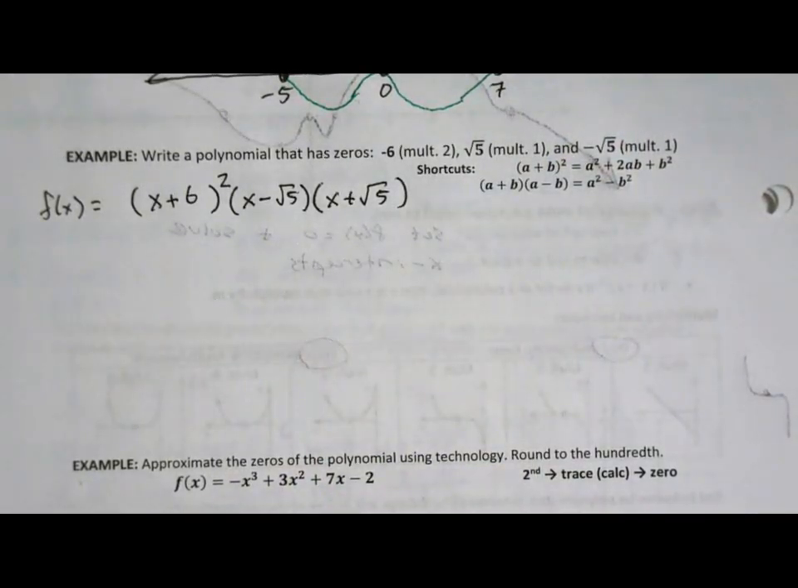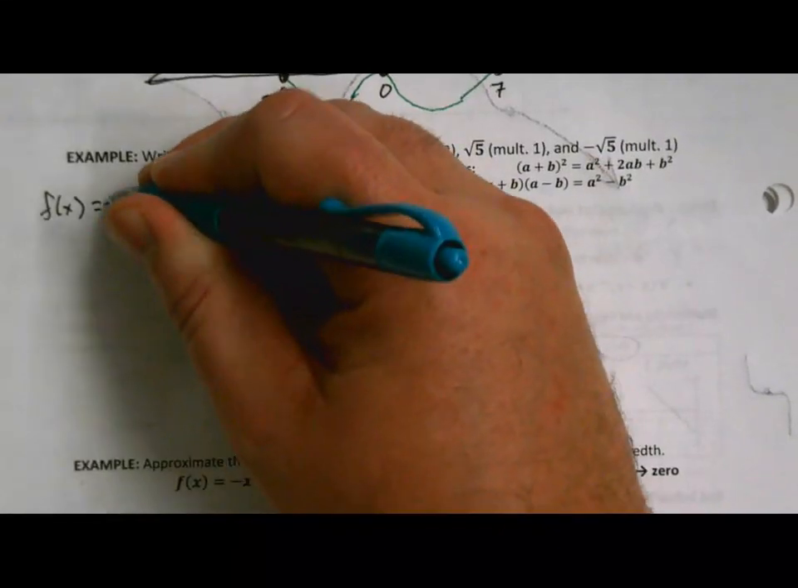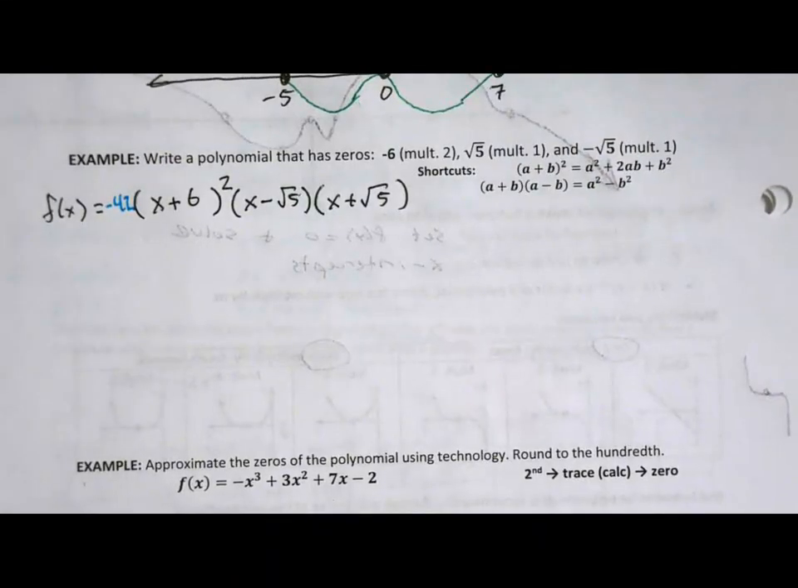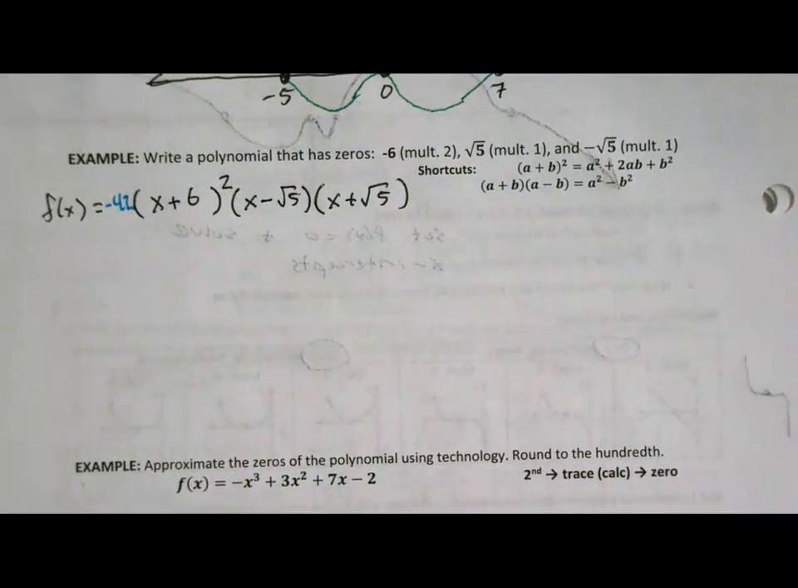If the instructions were just as they are on this page, we'd be done. Except we're going to practice multiplying it out. I have a really important question for you before we do that, though. If I stuck a negative 42 in front of that thing, would it still be a correct answer?